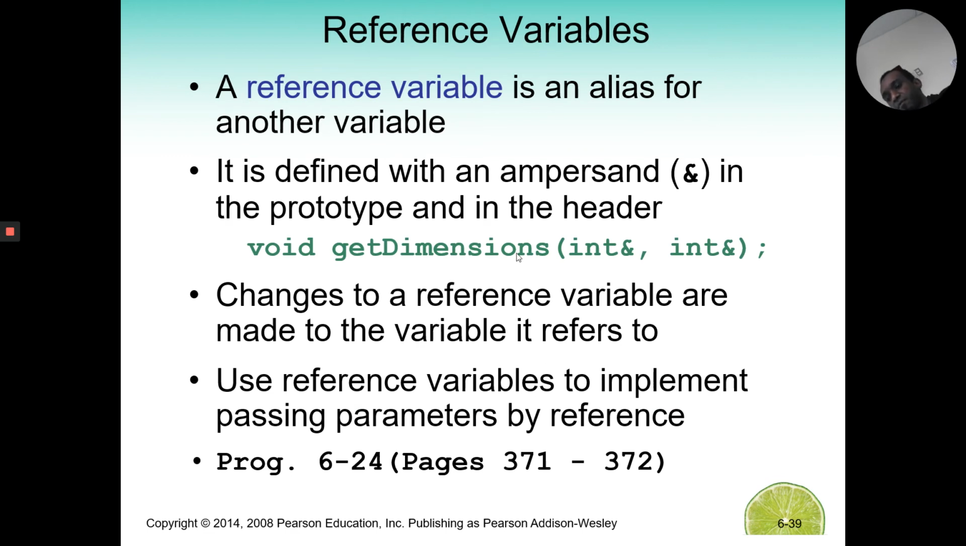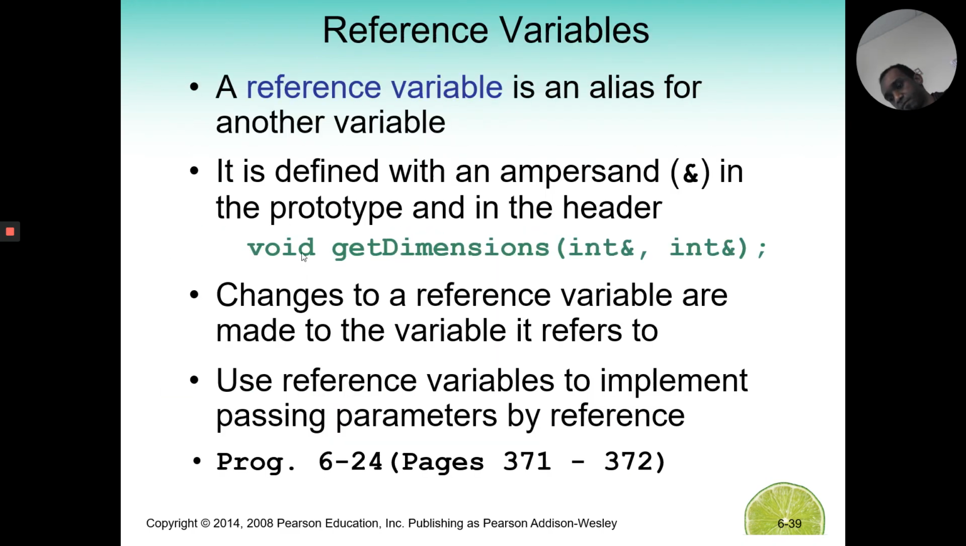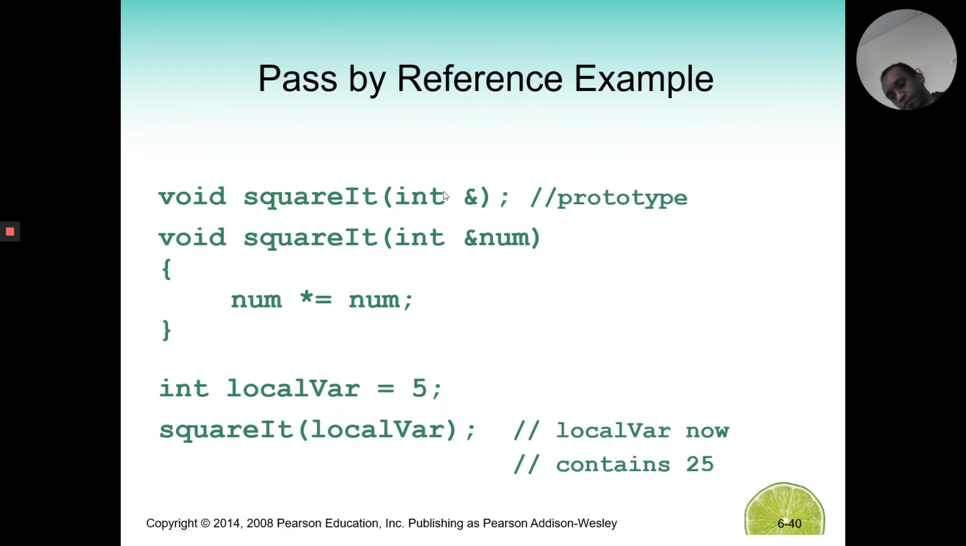You have reference variables. It's an alias for another variable. It's defined with an ampersand in the prototype and in the header. Changes to the reference variable are made to the variable it's referenced to, so use reference variables to implement passing arguments by reference. And then an example, passing by reference. Okay, and then void.